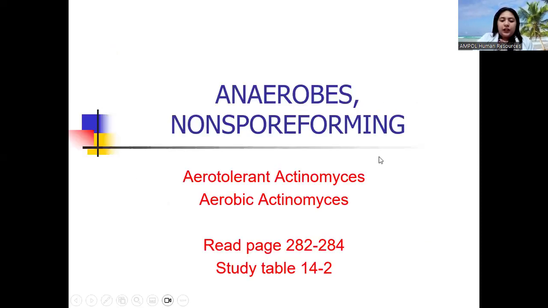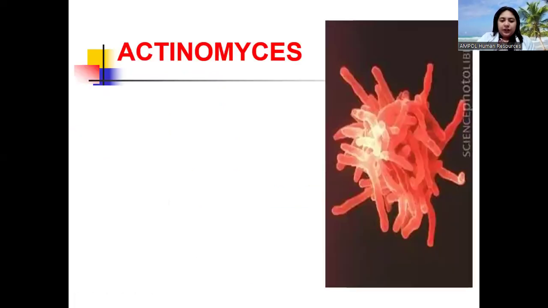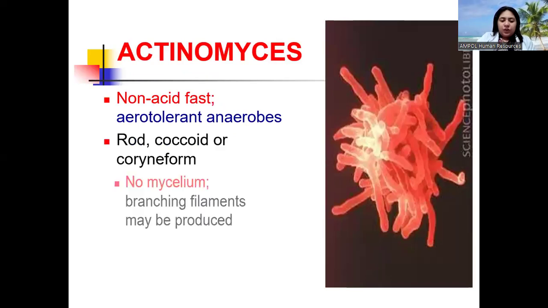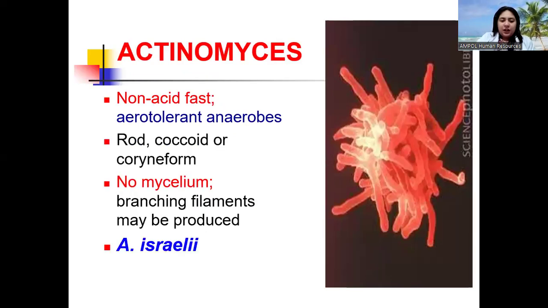You can read about Actinomyces, which are anaerobic, or aerotolerant. Your Actinomyces are non-acid fast compared with Nocardia. Actinomyces are also branching, but the difference is that Nocardia is acid-fast, modified acid-fast, or weakly acid-fast, while Actinomyces are non-acid fast. There is no mycelium compared with Nocardia, but branching filaments may be produced.